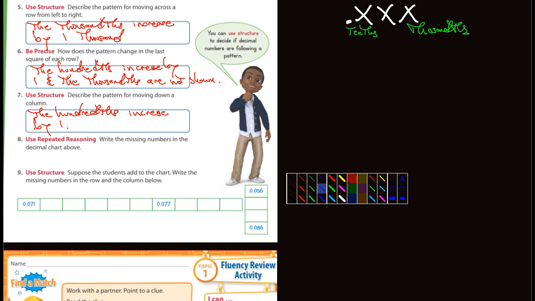Number 9. Use structure. Suppose the students add to the chart. Write the missing numbers in the row and column below. No, you don't have to do that one. I'm not worried about that one. We'll call it good. So I'll just X that out. Look at that. You don't have to do number 9.